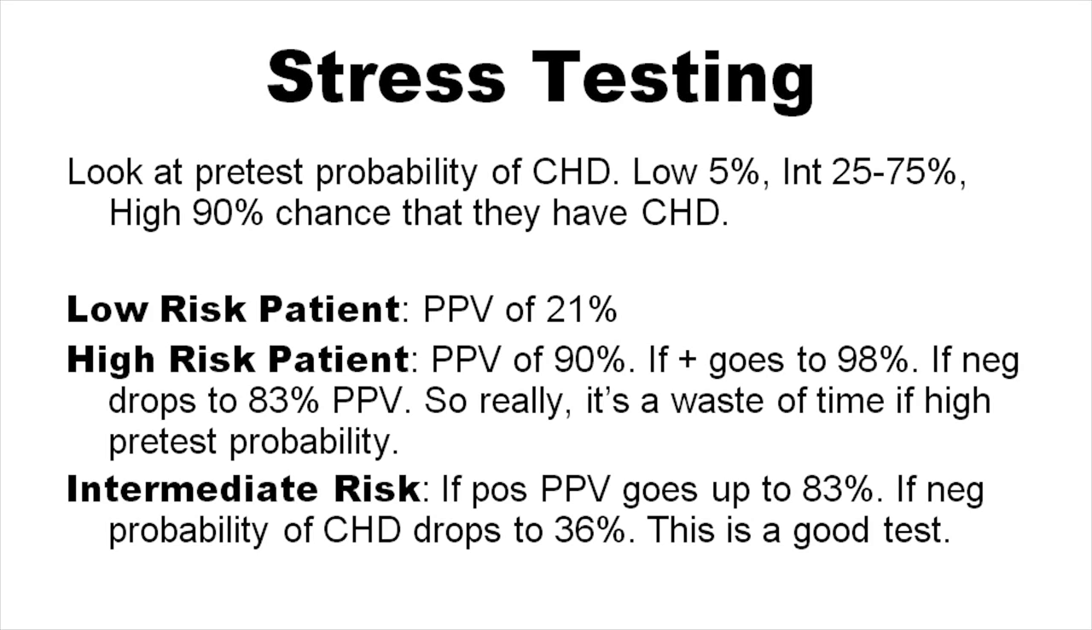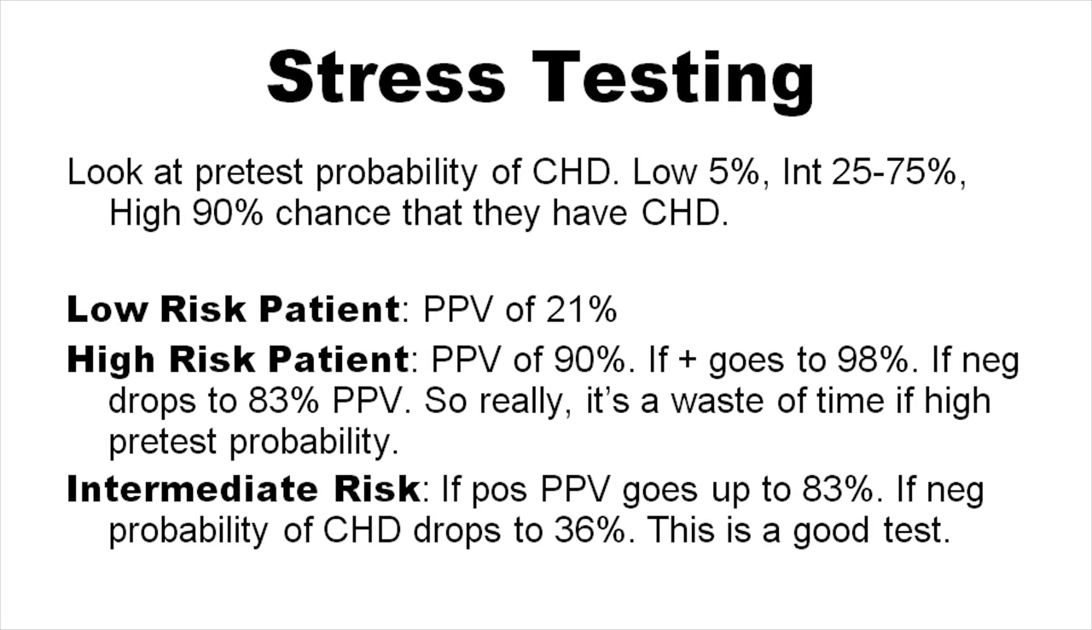So the most important thing to do is to look at a person's pre-test probability of actually having coronary artery disease or coronary heart disease. You divide them up into three basic risk categories. You have a low risk patient, a high risk patient, and an intermediate risk patient. Now the low risk patients are usually young people, never smoked, had a little bit of chest pain, and we basically say that their chance of really having coronary disease is about 5%.